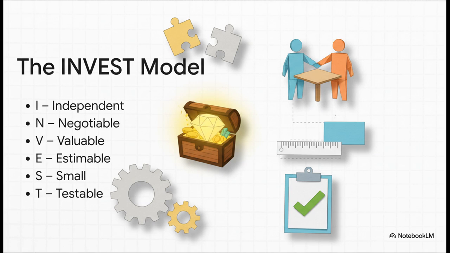Are they independent? Meaning, you can test this one thing without relying on a bunch of others. And the most important one, in my opinion, is testable. If you can't imagine a test that would clearly pass or fail for your criterion, guess what? It's not specific enough. Go back and rewrite it.